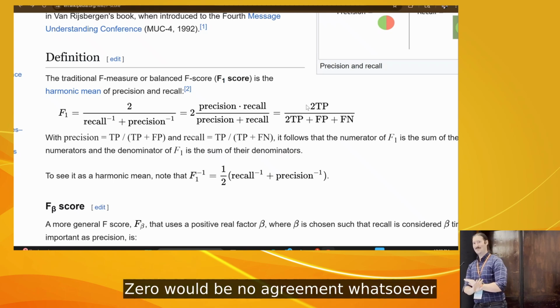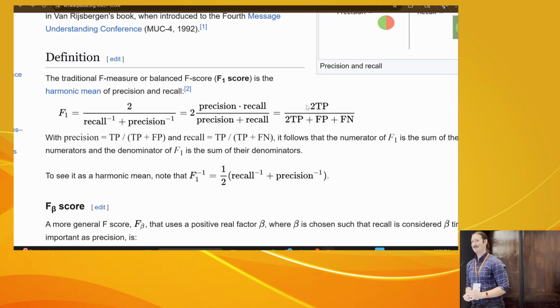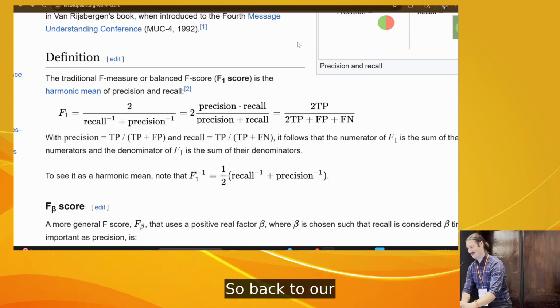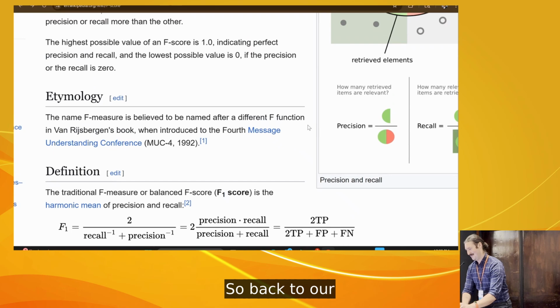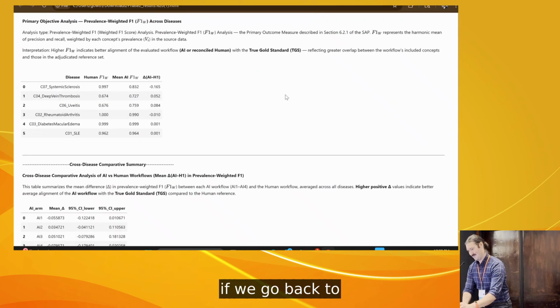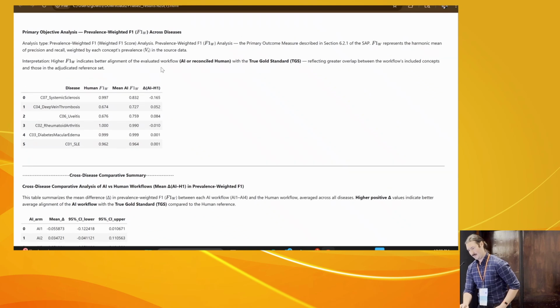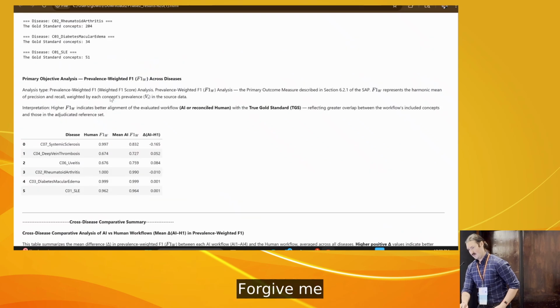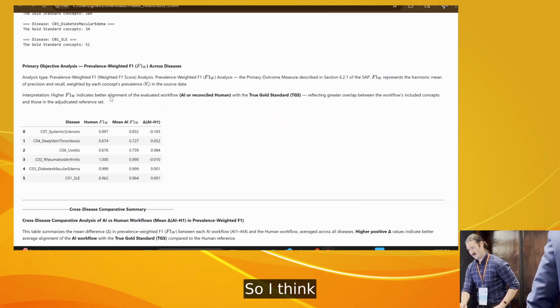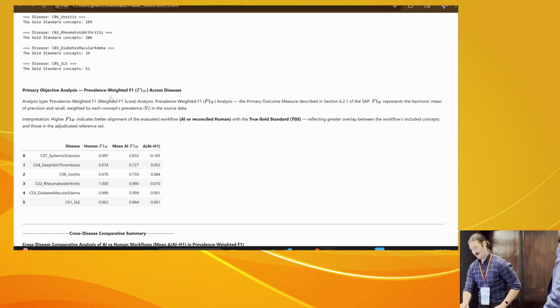Zero would be no agreement whatsoever. Yeah, thank you. That's most important. So back to our, if we go back to, let's see. So we have, in here, right? Forgive me. I think it is this one here? Great.